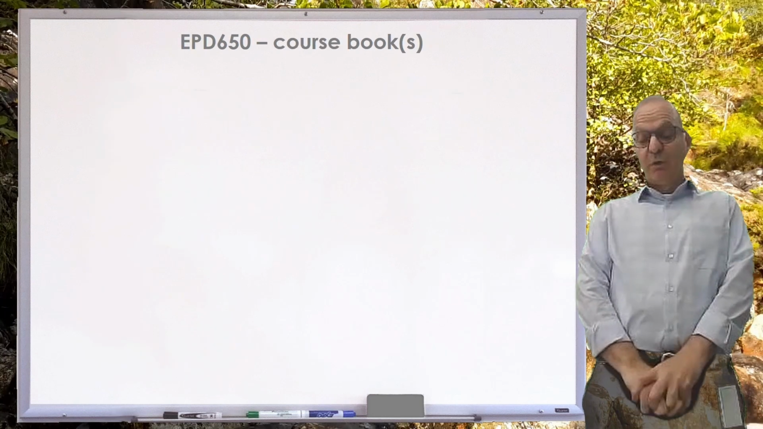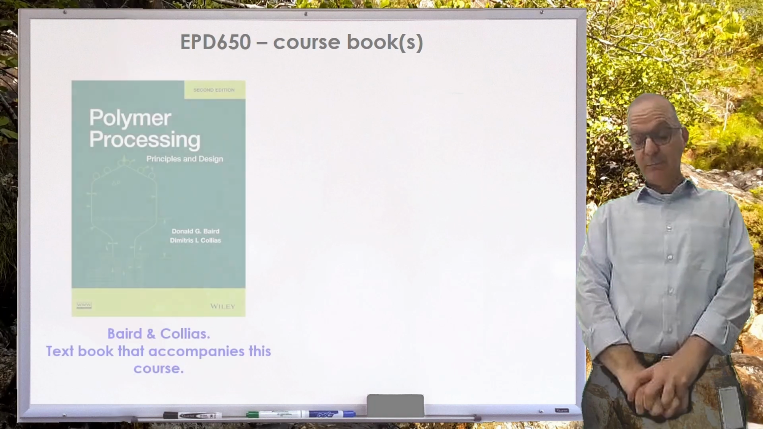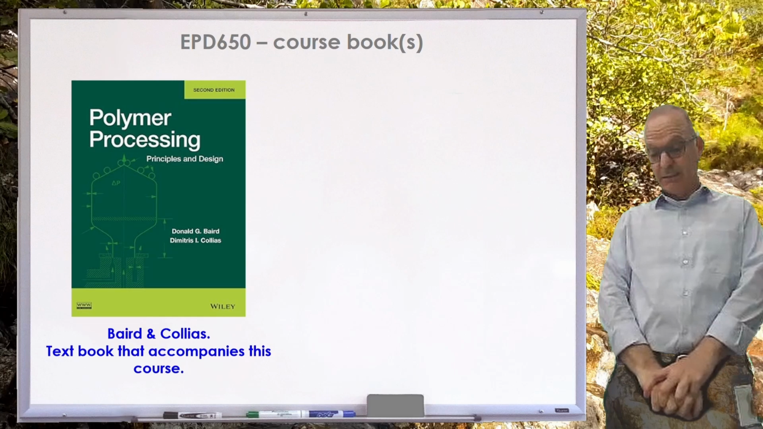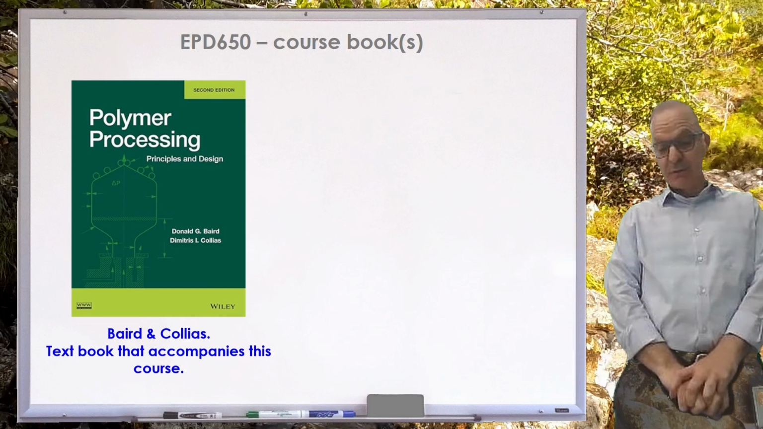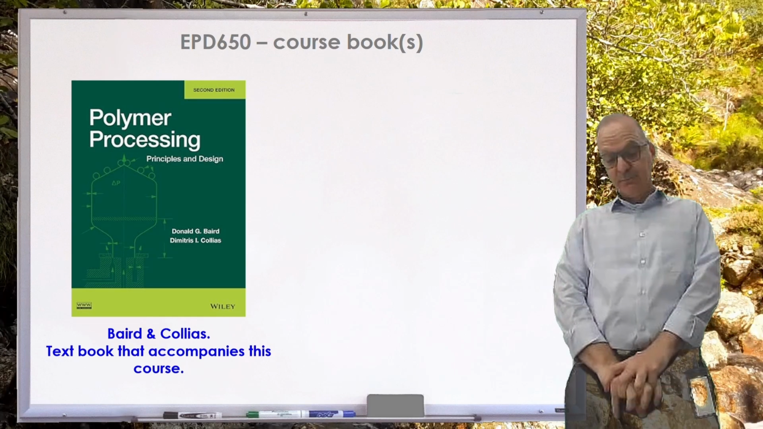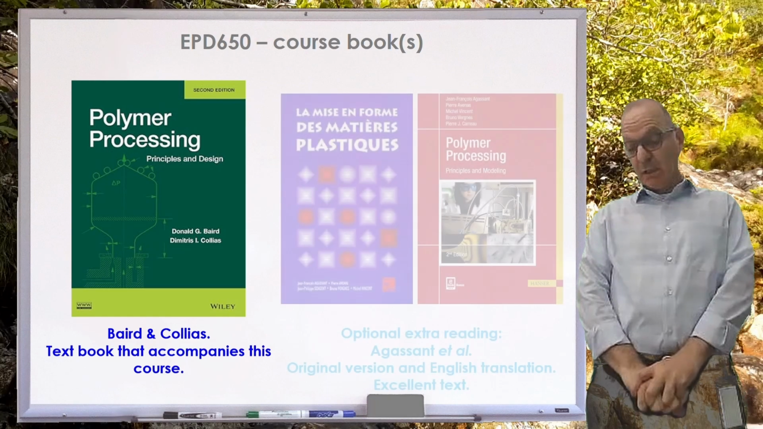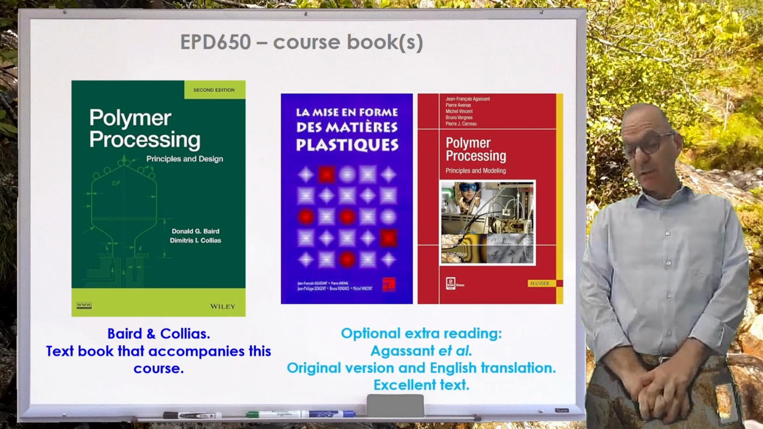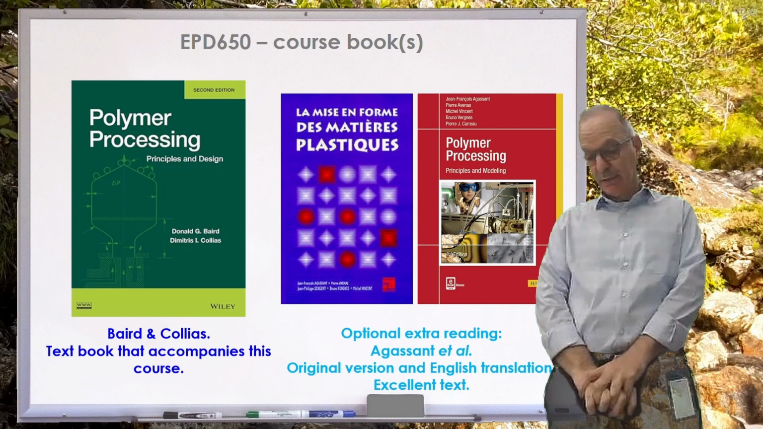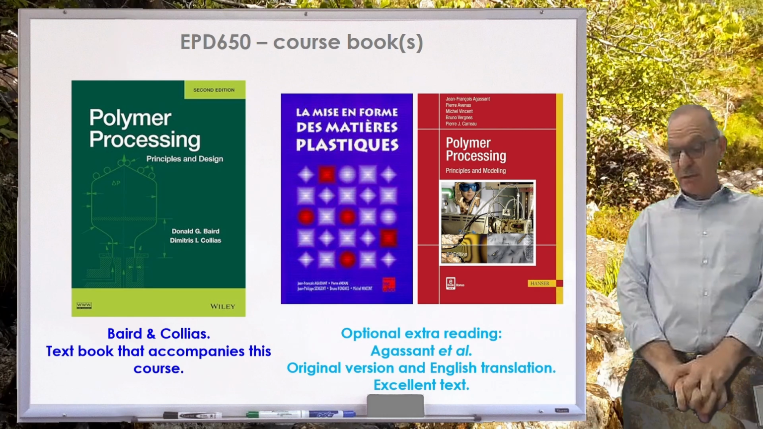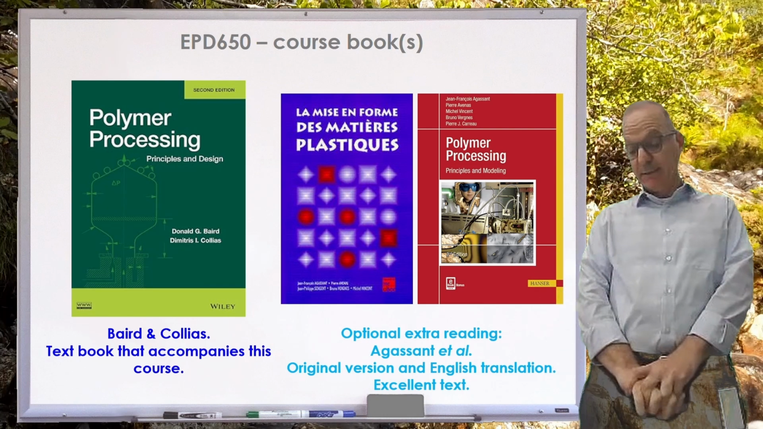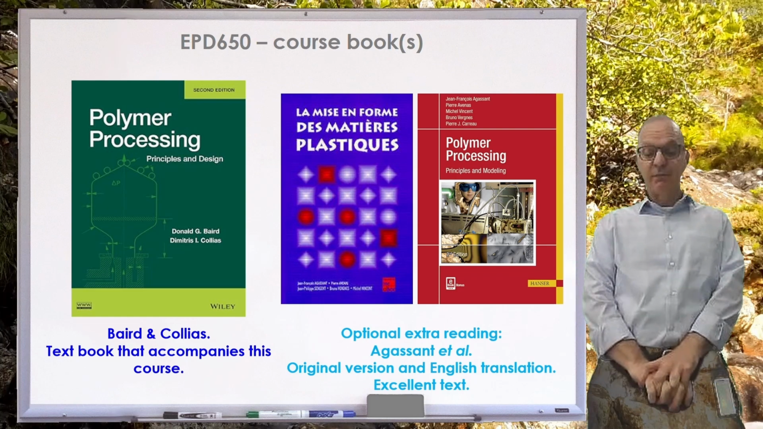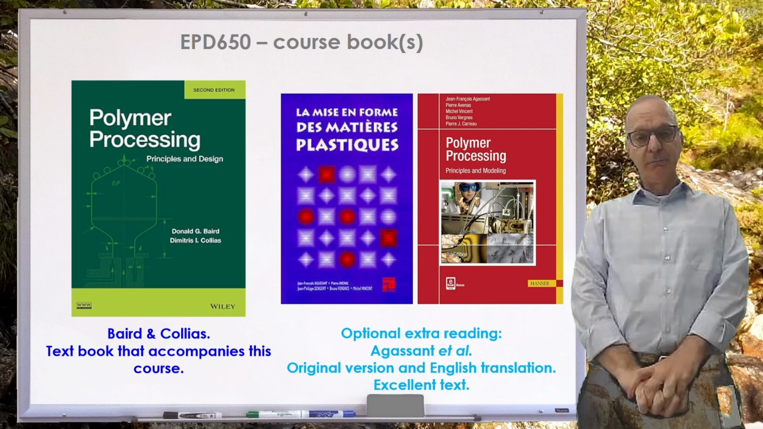The main book we'll be using for this course is Polymer Processing Principles and Design by Donald Baird and Dimitris Kolias. The optional textbook we are going to be using is Polymer Processing Principles and Modeling by Agassant et al. And it's actually over here, you can see the original French version, which is also very interesting.